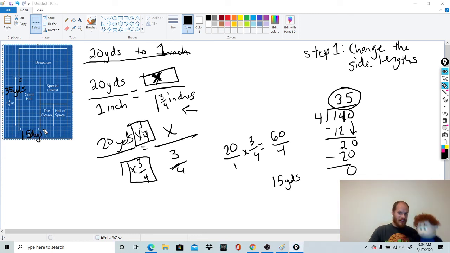So it wants to know the actual yards. To find the area of a rectangle, you just multiply length times width. We talked about that a little bit earlier. Okay, so our step 1 was to change the side lengths. Right, now step 2, when we're finding area, is length times width. Not that hard, right? No, not really, not at all.